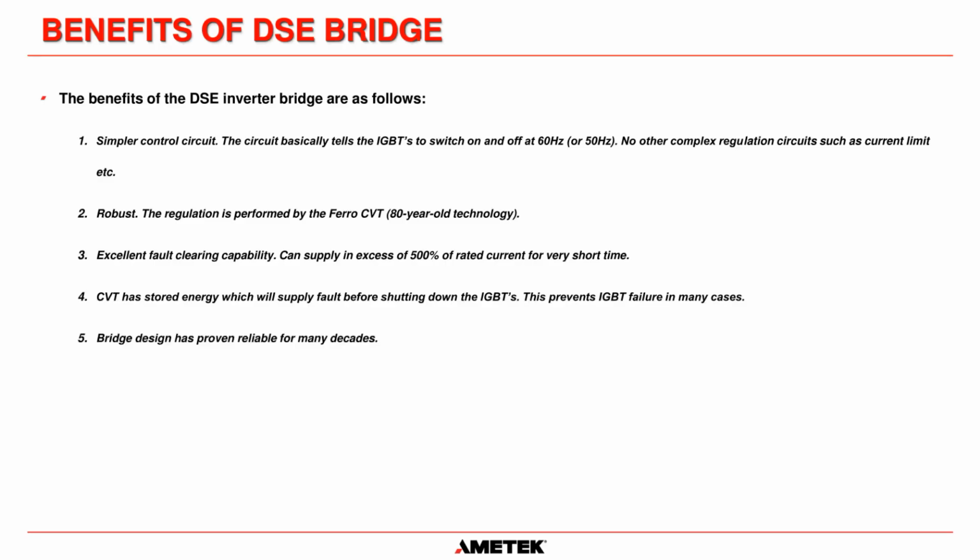So, what are the benefits of a DSC bridge or a microfarad bridge? Well, the biggest benefit is it's a very simple control circuit for the inverter IGBTs. The circuit basically tells the IGBTs to switch on and off at 60 hertz, or 50 hertz if you're in a 50 hertz country. There are no other complex regulation circuits such as current limit or voltage control. It's basically, I'm going to make a 60 hertz square wave, and then the constant voltage transformer is going to do all of the regulation. So it's a much simpler circuit.